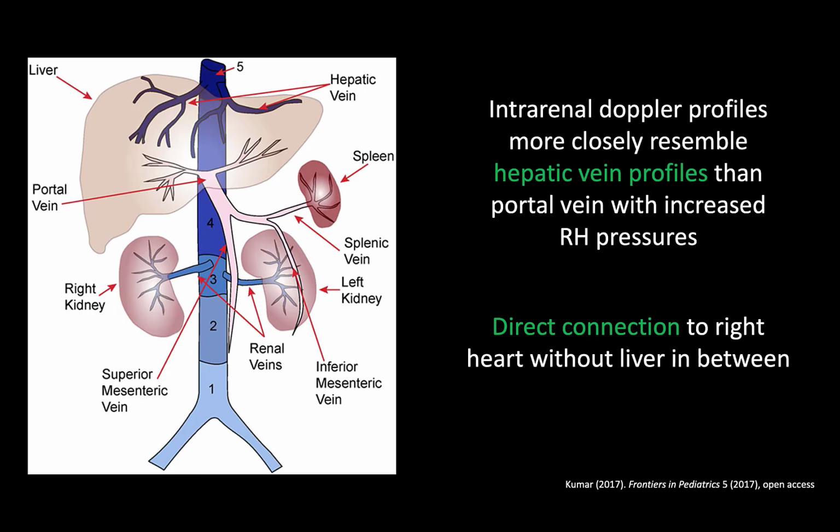If you've seen the previous 2 videos of this series, you will note that there are some significant differences in flow pattern between hepatic vein and portal vein patterns. Intrarenal Doppler profiles initially do not resemble the triphasic pattern of the hepatic vein, but as right-sided pressures increase, this triphasic pattern will emerge. The interpretation of the intrarenal venous Doppler waveform will be more like the hepatic vein profiles than the portal vein waveforms. This is because of the direct connection to the right heart without any shielding from the liver. This allows less dampened transmission of the pressure with increasing venous system rigidity.